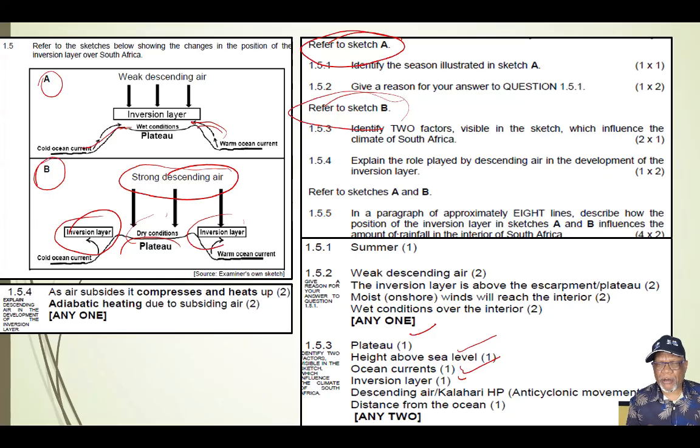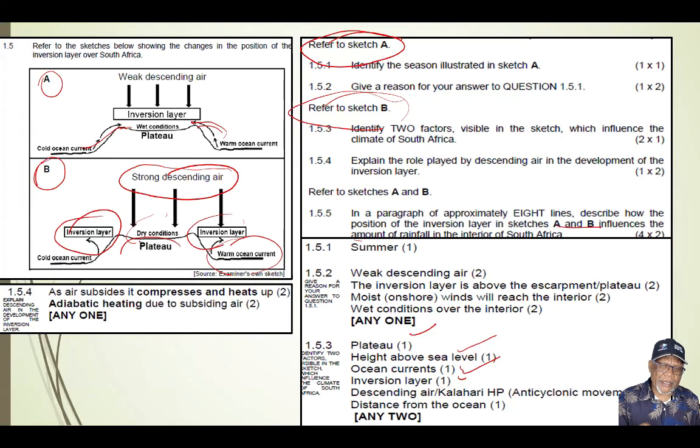They say, describe how the position of the inversion layer in sketch A and B influences the amount of rainfall. So just by looking at this, in sketch A, it's above the escarpment, so there's going to be more moisture coming into the interior, more condensation, and more rainfall. And in this one, the inversion layer is below the escarpment, so it's going to limit the amount of warm and moist air. The conditions are going to be dry, and there's no condensation because the air is heating up as it subsides.